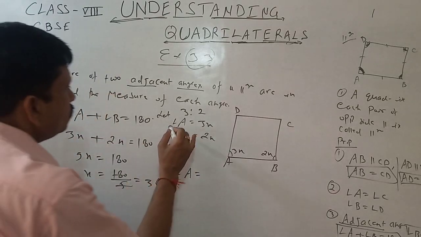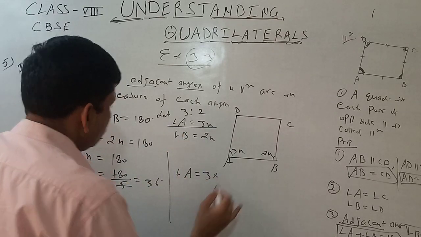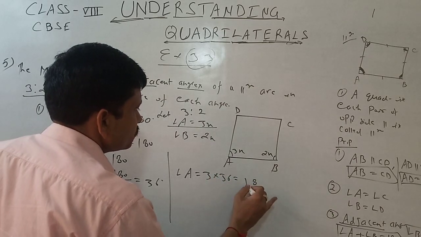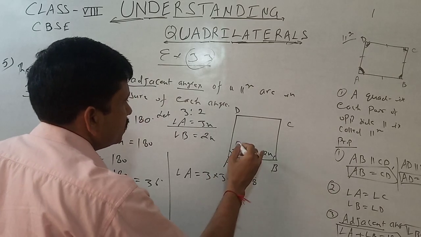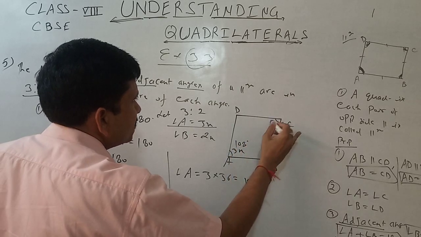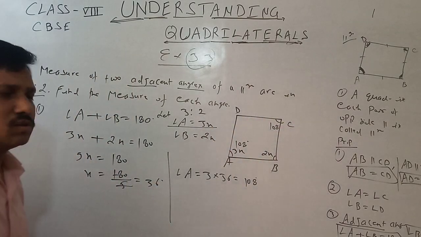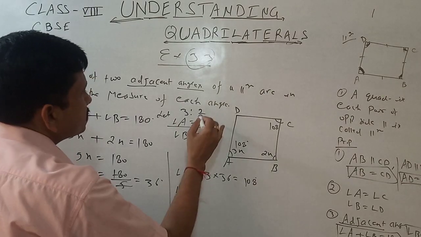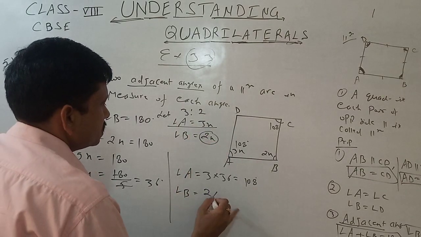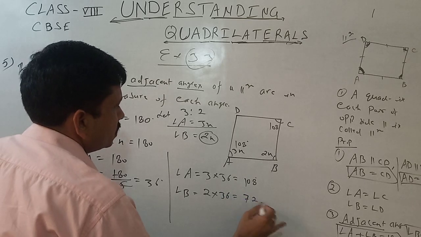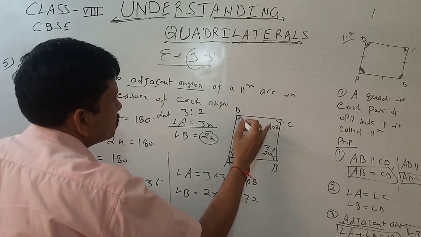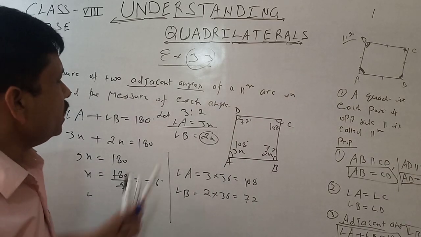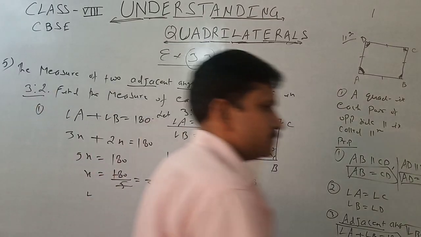Angle A is equal to 3x, so 3 times the x value, 36. So the first angle is 108. The opposite angle is also equal, so it is also 108. And angle B is 2x, then 2 into 36 is 72. This is 72, so this is also 72. Here are the four angles of a parallelogram. Let's take the next question.